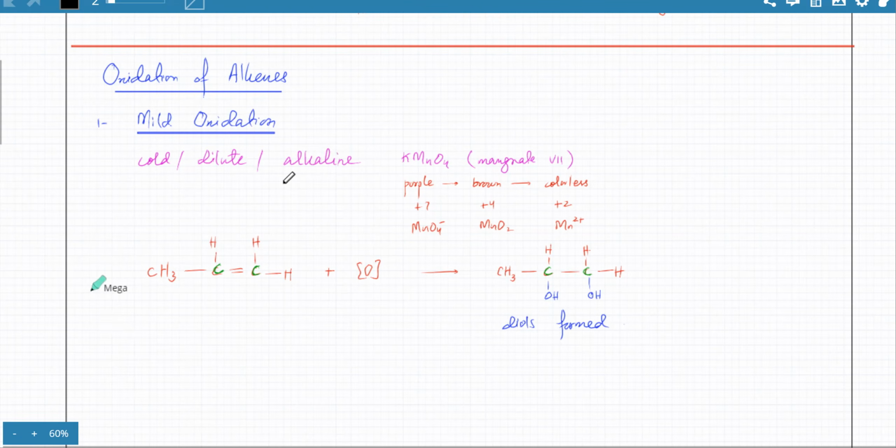So let's do another example. Let's do some skeletal formulas. For example, I have a molecule where I have, let's say, this molecule, right? And it undergoes mild oxidation. So what would be the product of the reaction? The first thing is I'm going to draw this again.